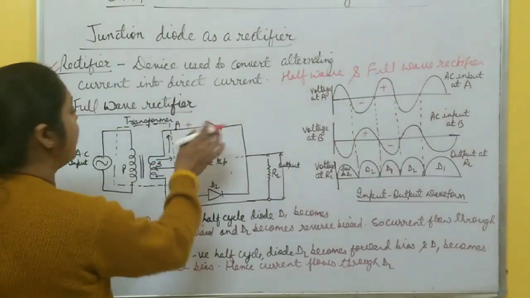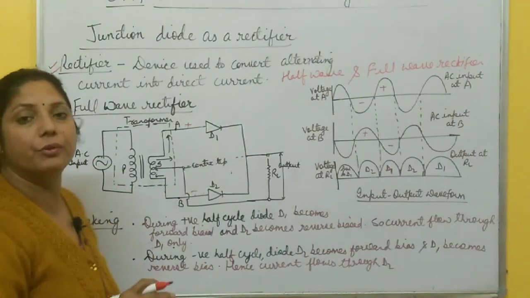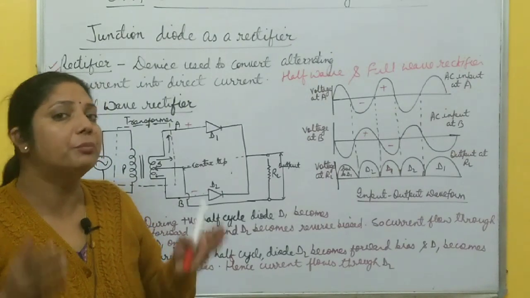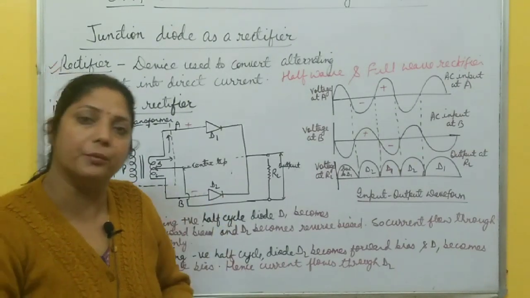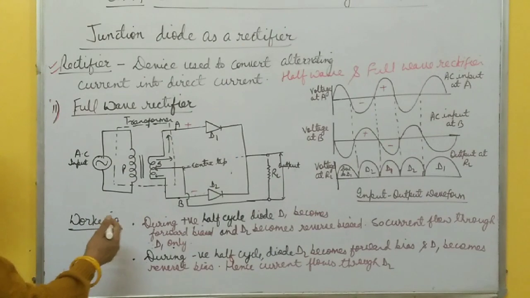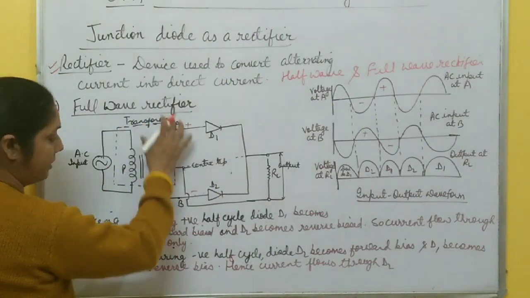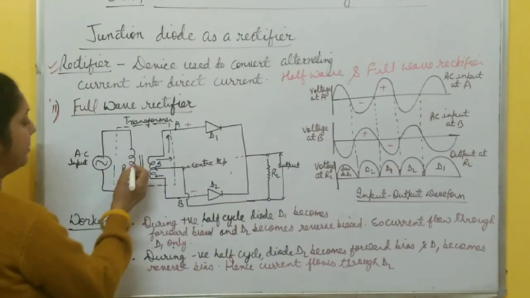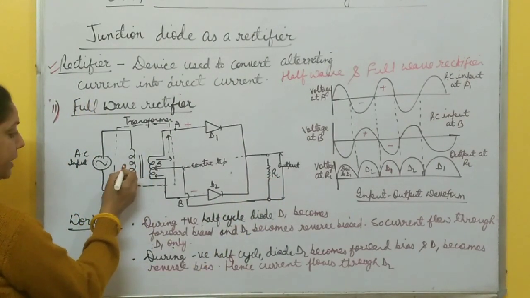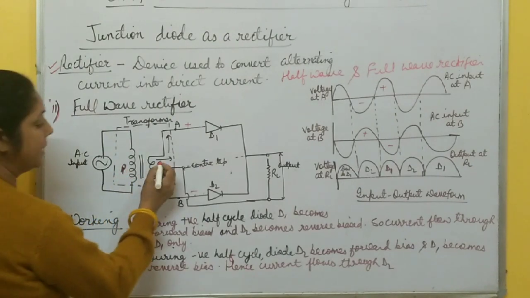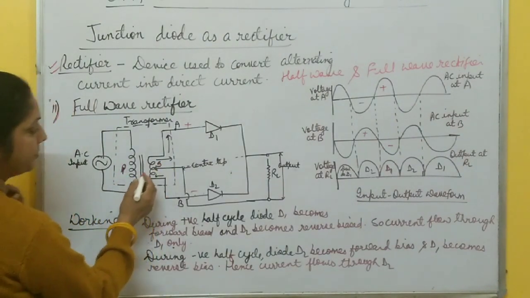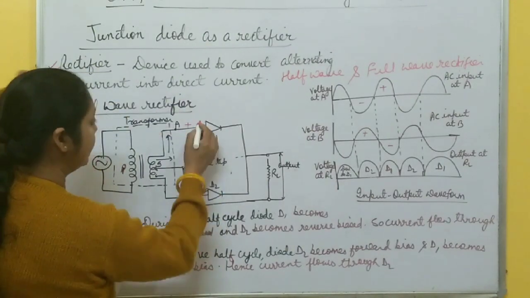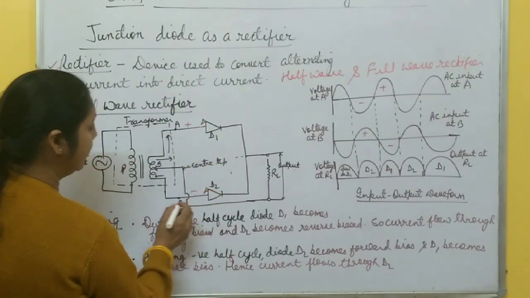Now, after the half wave rectifier, the second one is the full wave rectifier. A full wave rectifier means we get output during both half cycles of the input AC. What is the circuit diagram for this one? Again, there is a transformer. Here two diodes are used, and a load resistance, right? The primary of this transformer is connected to the input AC, and the secondary of this transformer is connected to the P ends of both the diodes. This one is P and this one is P, right?